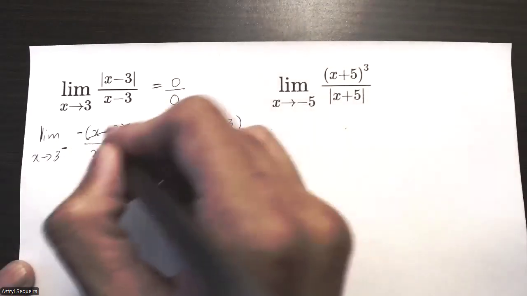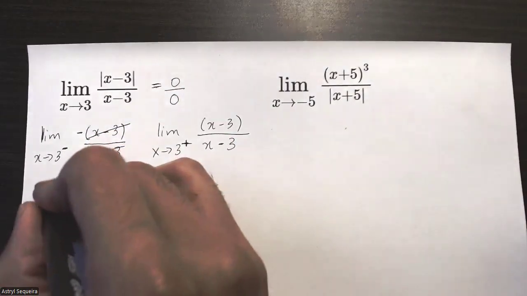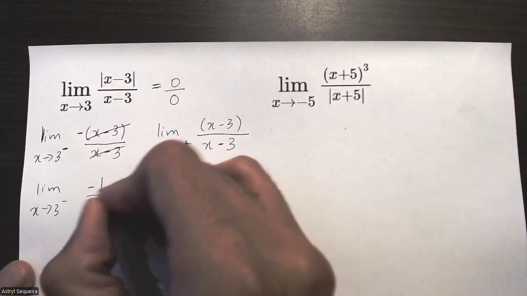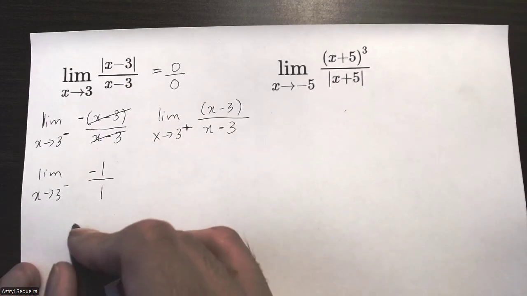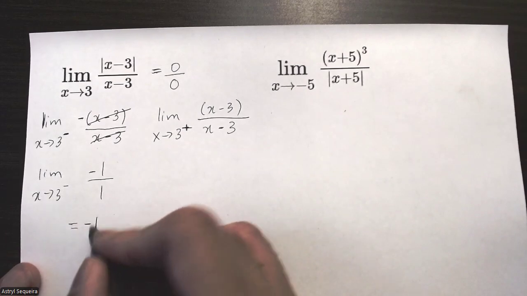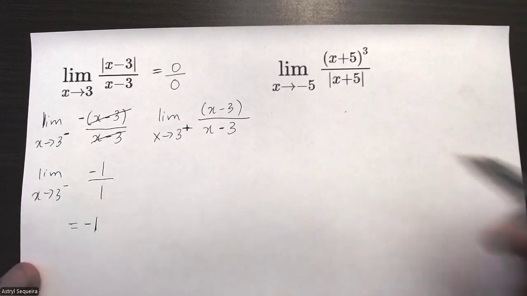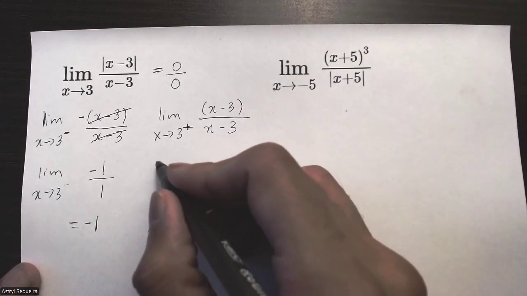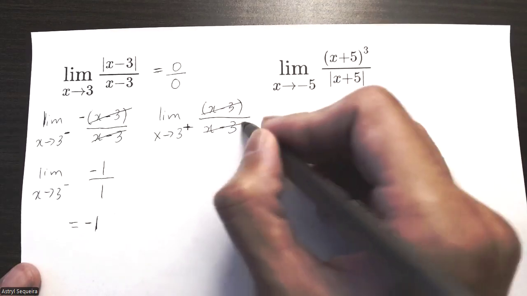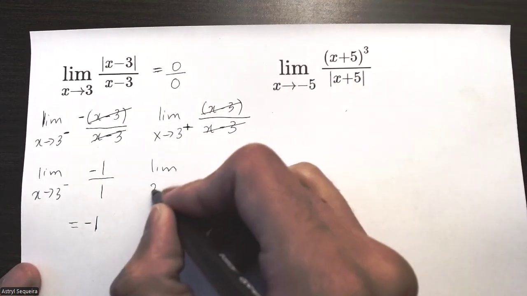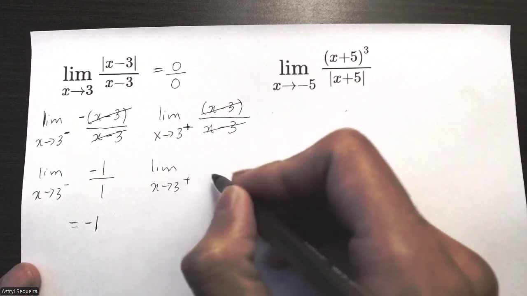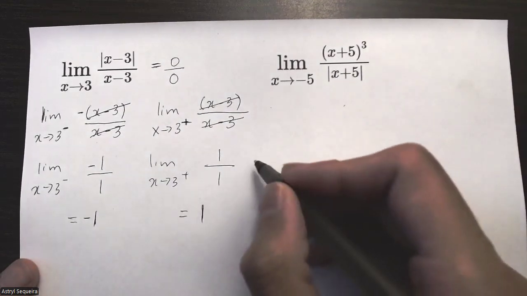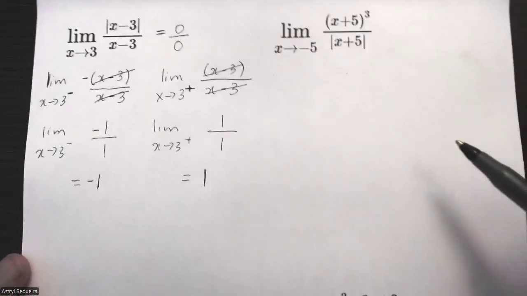So over here, I can just cancel out the x minus 3's, and I'm just left with negative 1 over 1, which is basically negative 1. There's no x to even sub in the 3 into this one. So left side limit is negative 1. For the right side limit, I can cancel those. I'm just left with lim x approaches 3 from the positive side, 1 over 1, which is just positive 1. Again, no x to sub in.